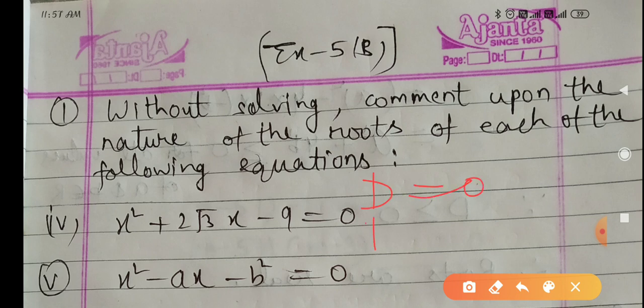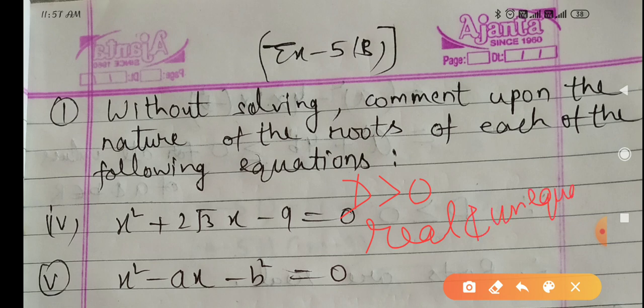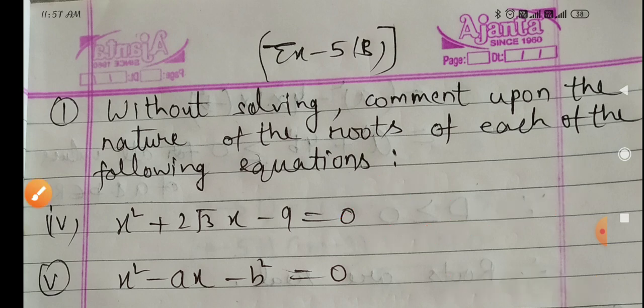D equals 0, D is greater than 0, or D is less than 0. Three values you may get. If D is less than 0, so not real root. Again I am writing, D is less than 0, not real root. Roots are not real. If D is greater than 0, then real and unequal roots.